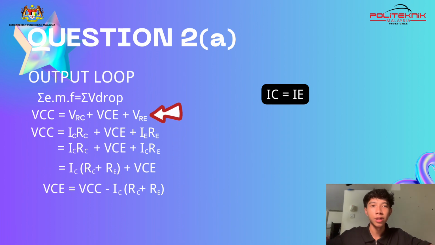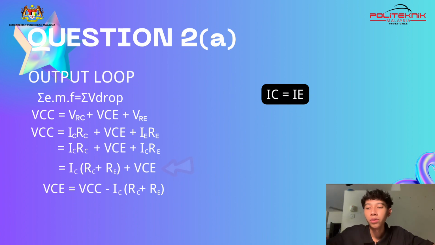So next, to find the output loop or VCEQ value, still the same, but output terminal is collector, so you need to use the RC value. So VCC is equal to VRC plus VCE plus VRE, and then change the VRC to IC multiply with RC, plus VCE plus IE RE. But here, for your information, IC is equal to IE. So we change the IE to IC. So VCC is equal to ICRC plus VCE plus ICRE. And then you need to combine the IC. So it will be IC multiplied with RC plus RE, plus also VCE.